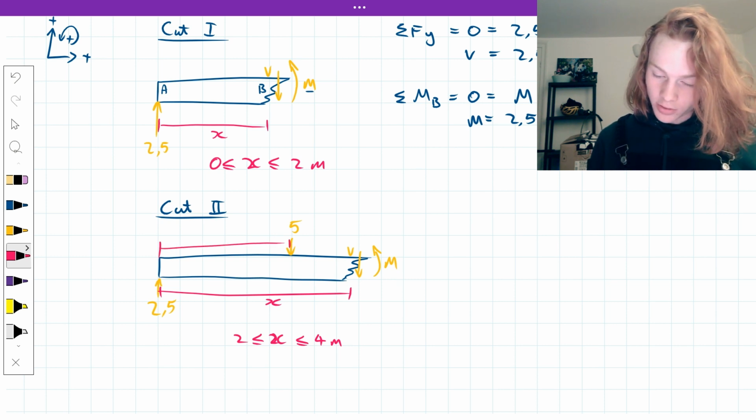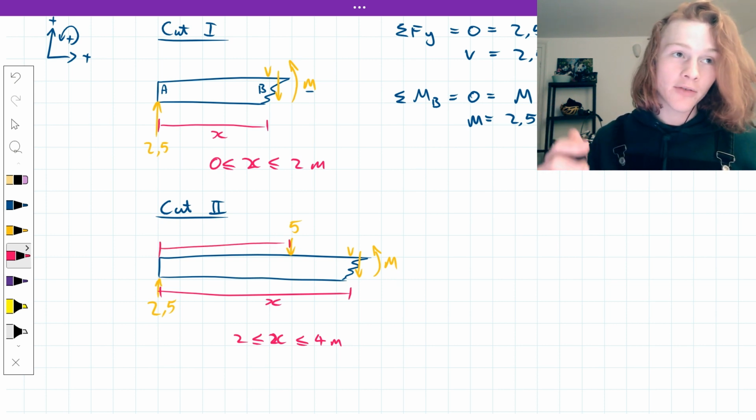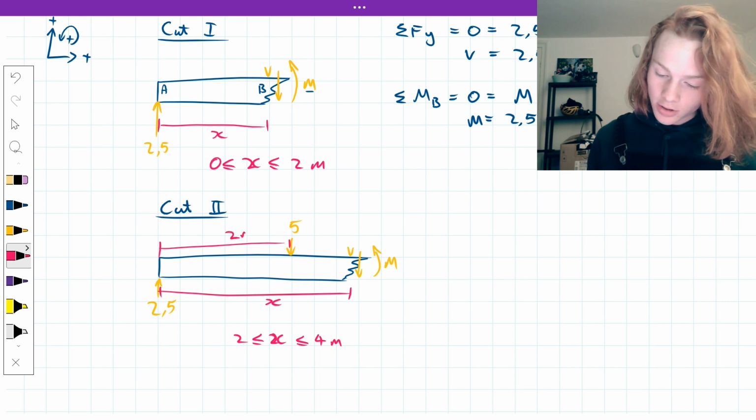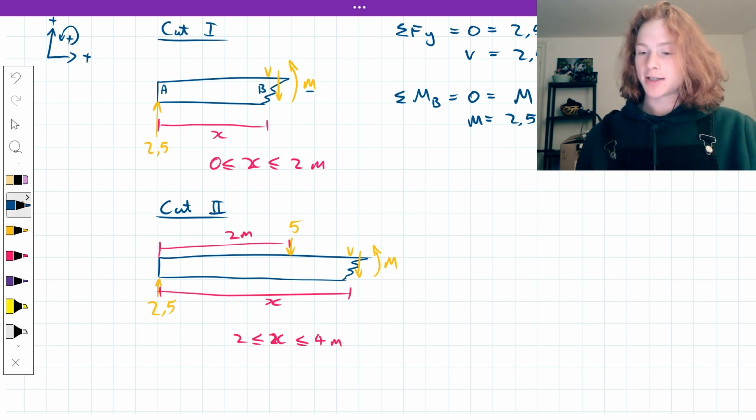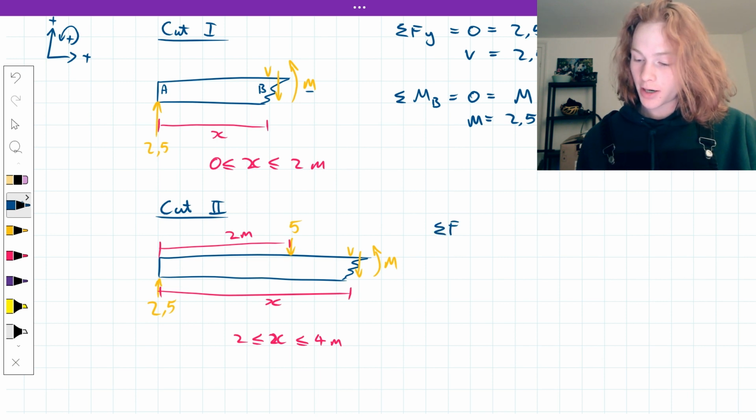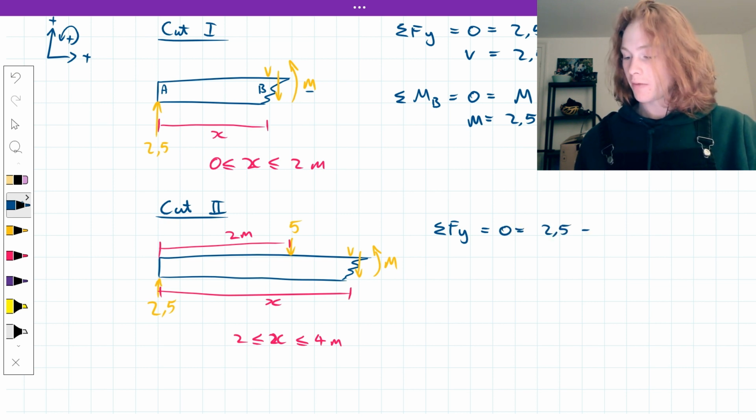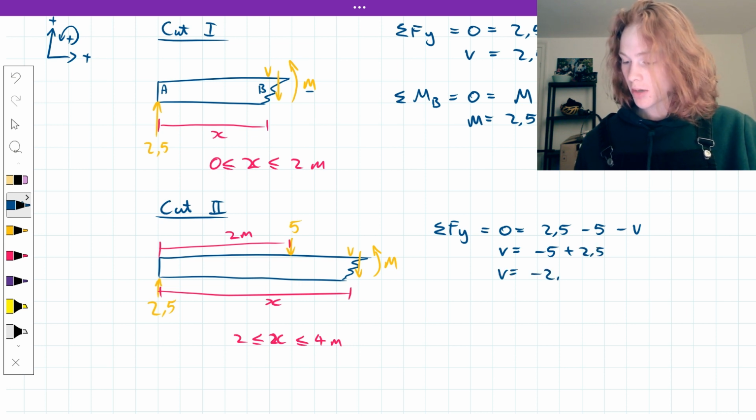We also happen to know, due to the free body diagram that we were given in the question, that this length is 2 meters. Okay, so as I said, we're doing the same thing again. We begin by resolving our forces in the y direction. They sum to 0, and we have a positive 2.5, a minus 5, and a minus V, where V will end up equaling minus 5 plus 2.5, which is minus 2.5 kilonewtons.